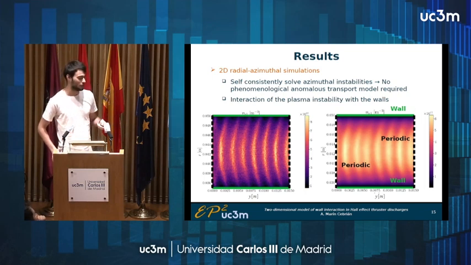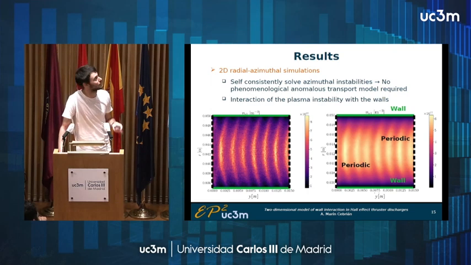Another type of simulation, another type of study that may be very interesting, is the radial-azimuthal simulation. Why? Because it self-consistently solves azimuthal instability and does not require any phenomenological anomalous transport model. And this also allows us to address the interaction of the plasma instability with the walls.